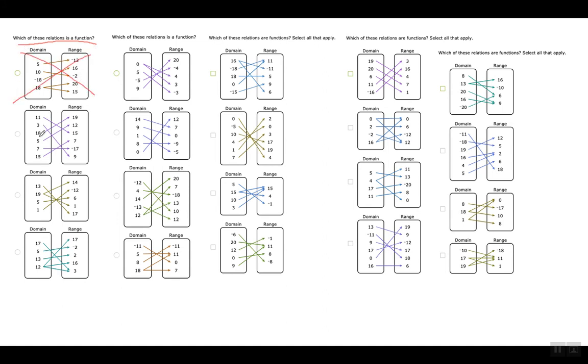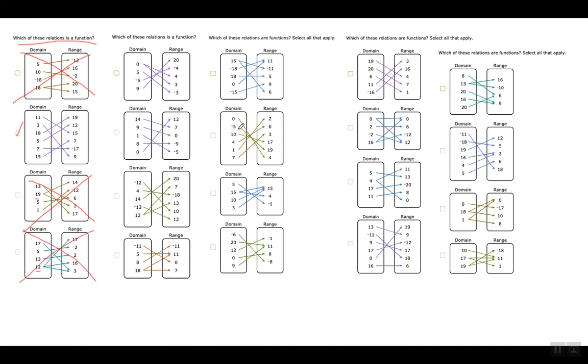Alright, this one is correct. This one is correct. Esta está correcto. Because every x value only has one y value associated to it. Alright, this one is wrong. Just look at 19. 19 has two different y values associated with it. Look carefully. El 19 tiene dos diferentes valores de y. And this one, look at 12. Miren el 12. It has three different y values.